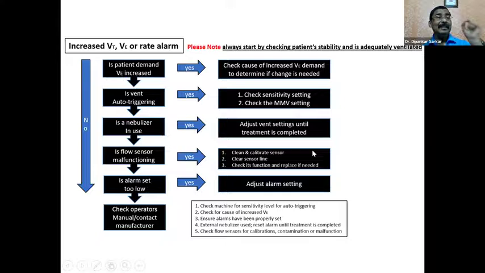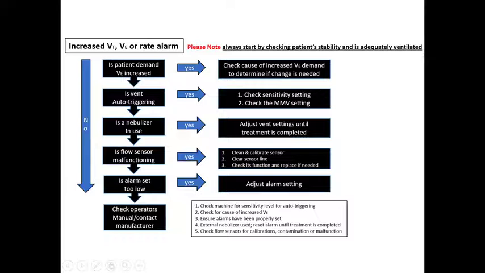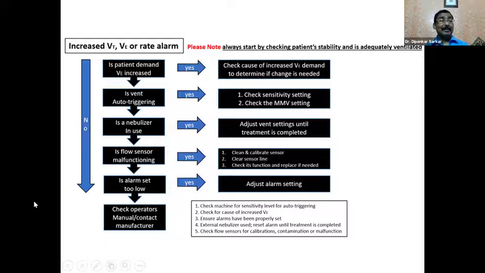Now, if there is an increased tidal volume alert, what do you ask yourself? Is the patient demand increased? If the answer is yes, check the increased ventilator tidal volume alarm situation. Is the ventilator auto-triggering? If the answer is no, fine. If the answer is yes, check the sensitivity setting and set the sensitivity, and check the mandatory minimum ventilation setting so that it cannot auto-trigger. Auto-trigger means the flow trigger has changed into some other trigger mode, so just check the sensitivity point.